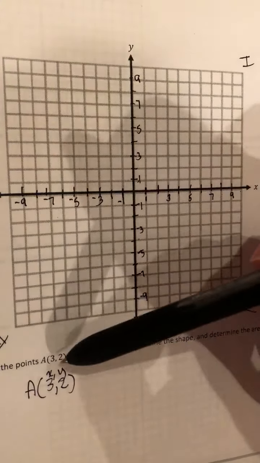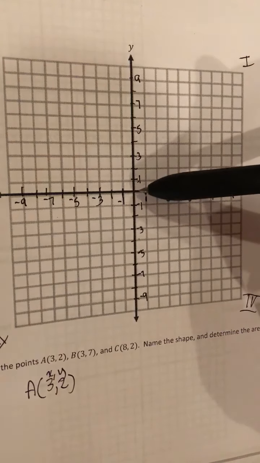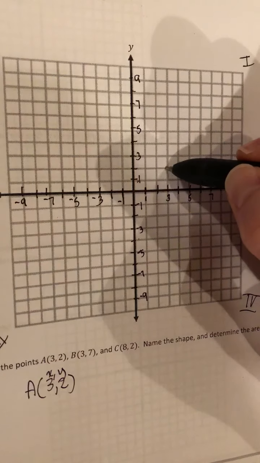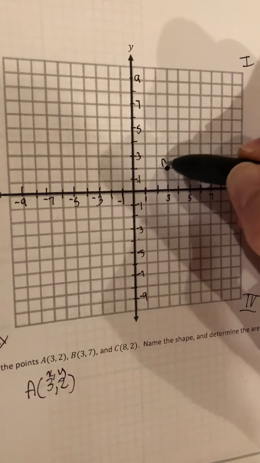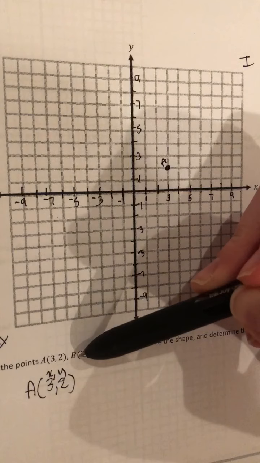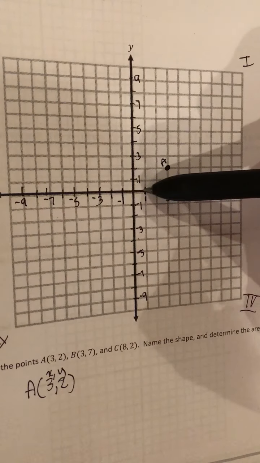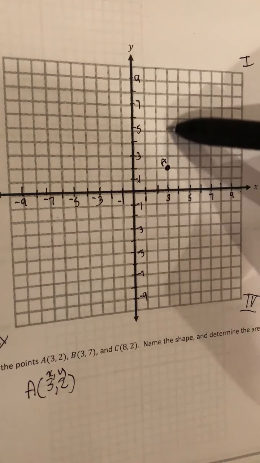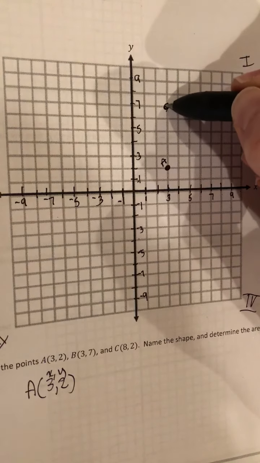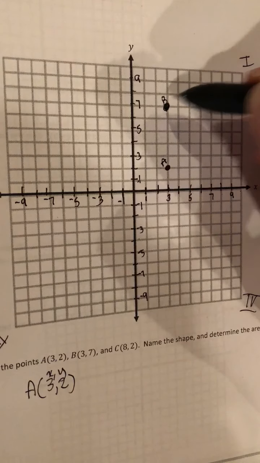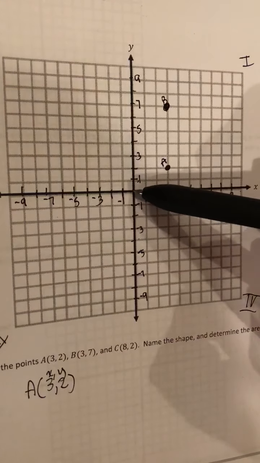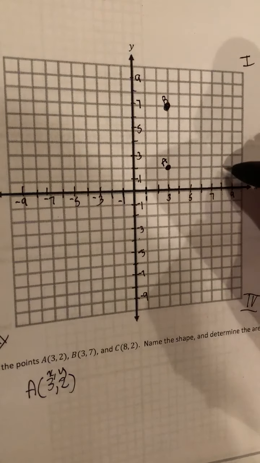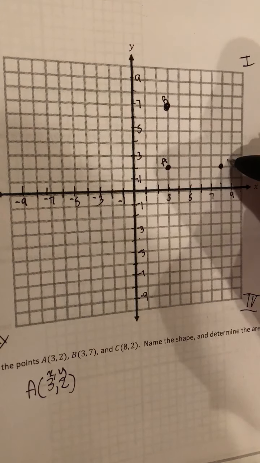Okay, so now I have to graph (3, 2). So I'm starting in my origin. +3, +2. And I'm going to label it point A. B is at (3, 7). Start at my origin. You got to crawl before you can stand and walk. (3, 7). Going to label it B. The next one is C. (8, 2). I'm going to label it C.